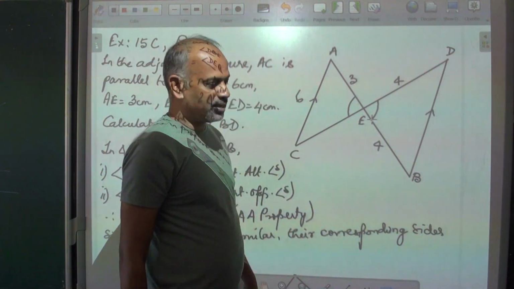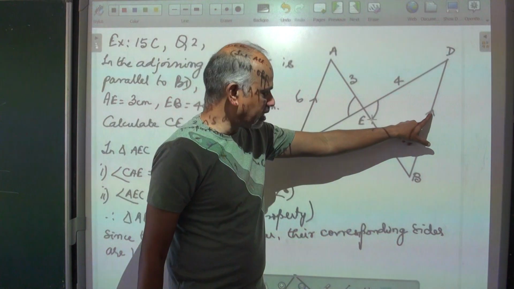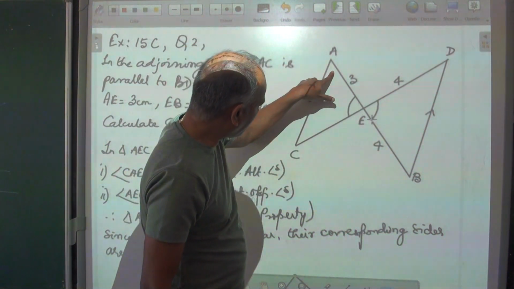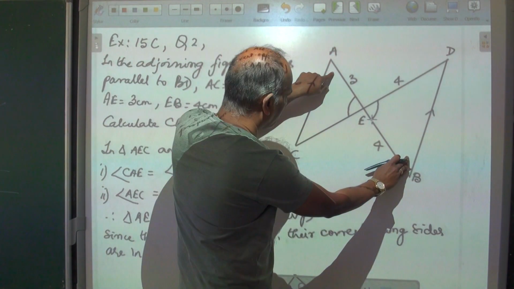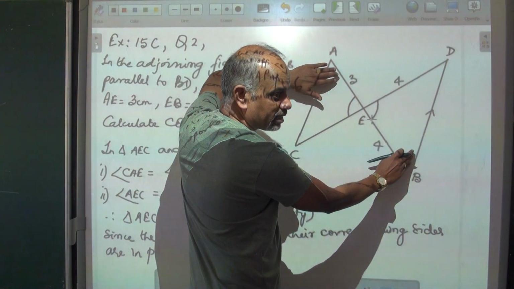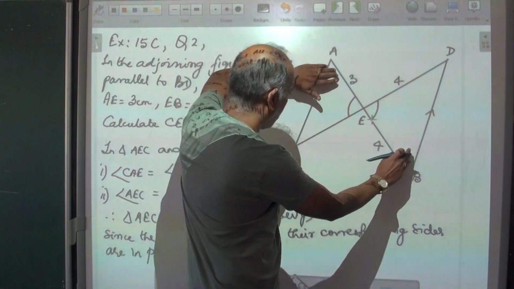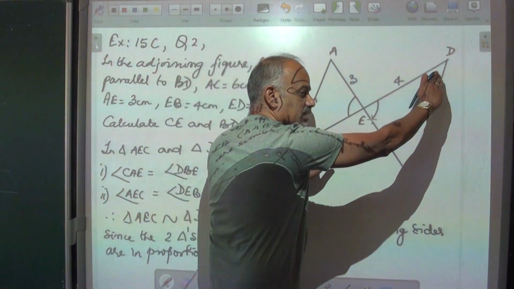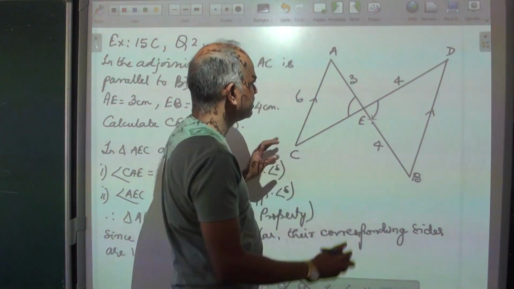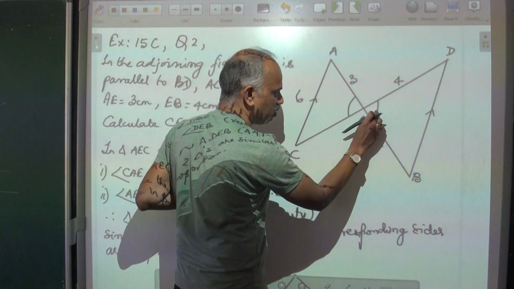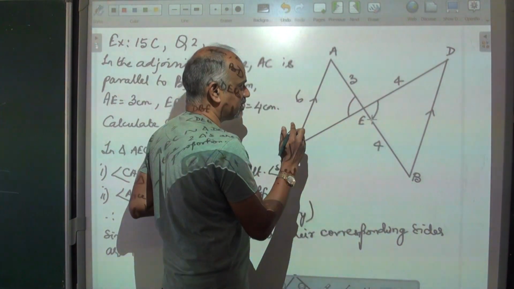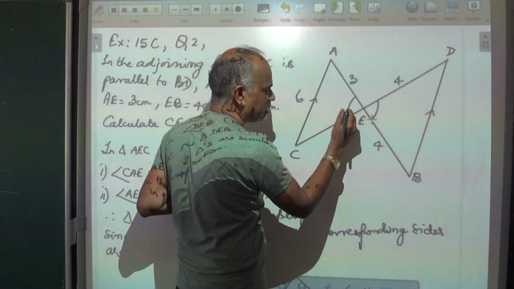The second angle: you can see these two lines are parallel. If these two lines are parallel, then this angle and this angle will be equal. They are called interior alternate angles. You can mark these or you can mark these. They are also interior alternate angles. So the first angle equal in these two triangles is the vertically opposite angle. For the second one, I have to put a different marking.